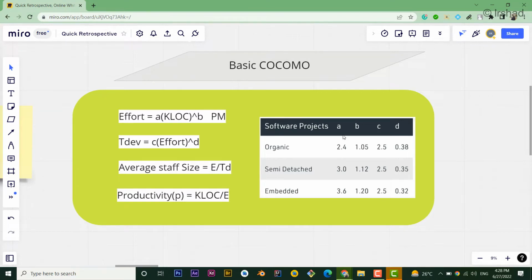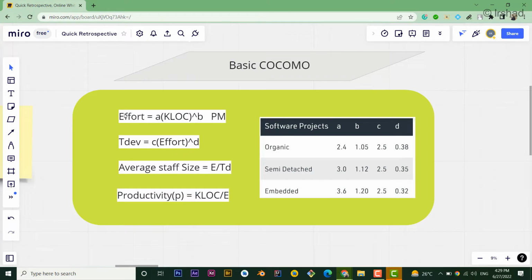Here we can see that the values of A and B are different for three different types of software: organic, semi-detached, and embedded. If we are working on organic software, the value of A will be 2.4 and the value of B will be 1.05. Instead of KLOC, that is 1000 lines of code, we can also write KDSI, that is 1000 delivered source instructions, which we have stated earlier.